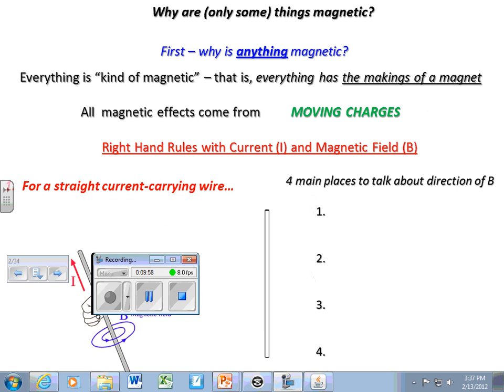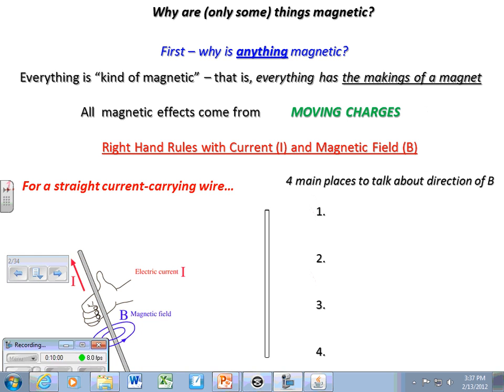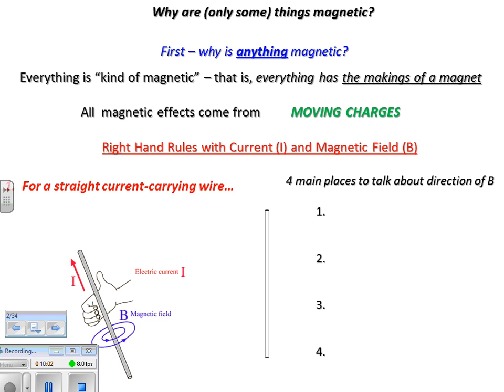Okay, now here's where we get into the interesting stuff. We start here with why are things magnetic at all? What I'm telling you is everything has the makings of a magnet, and that's because all magnetic effects come from moving charges. When charges move, magnetic fields are created.